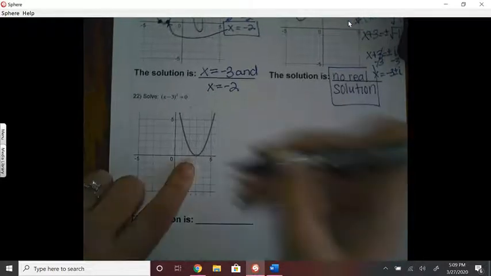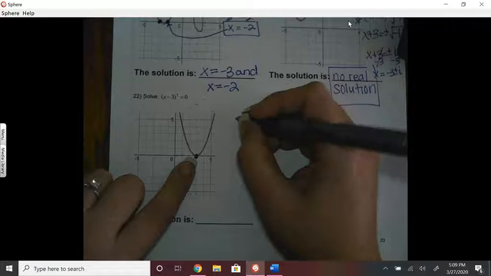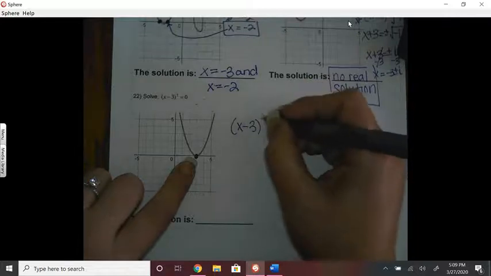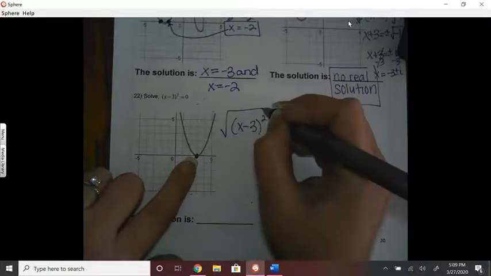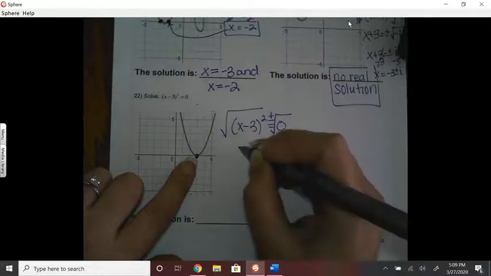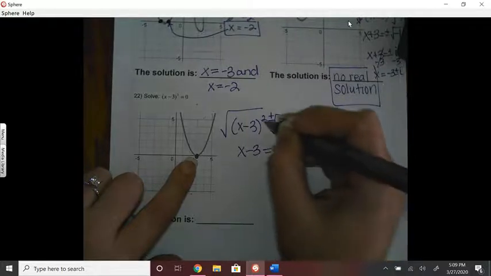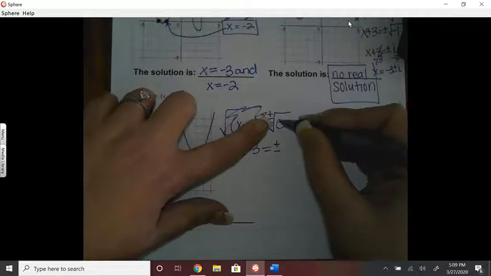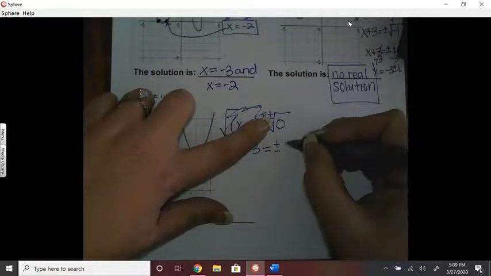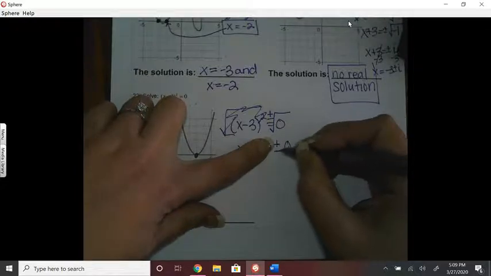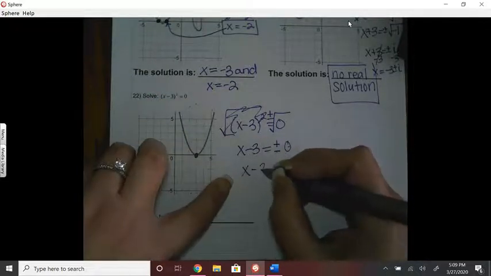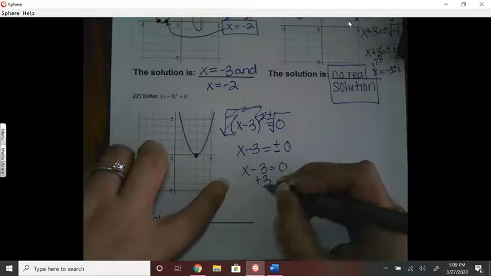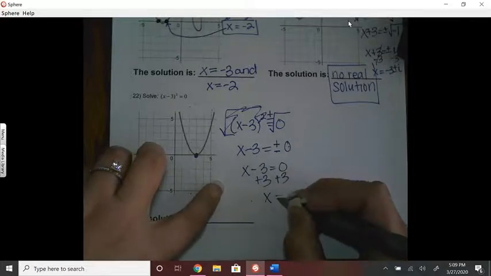And then the other situation we could have is it touches once. So if we were going to solve this algebraically, we could square root both sides. And then the radical would go away here. And then we'd have plus or minus. Well, the square root of 0 is just 0. So you can't have positive and -0. It's just 0. So you can see that this one is only going to have 1 solution.